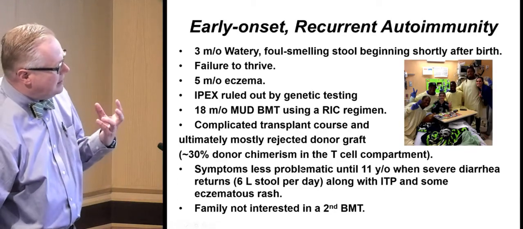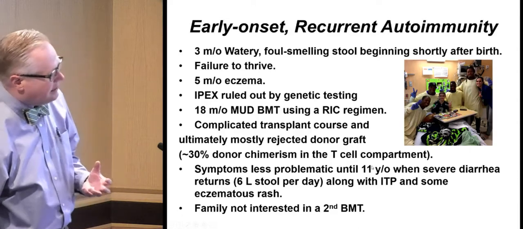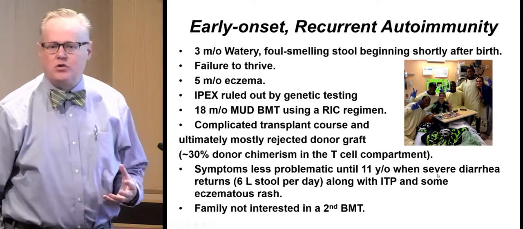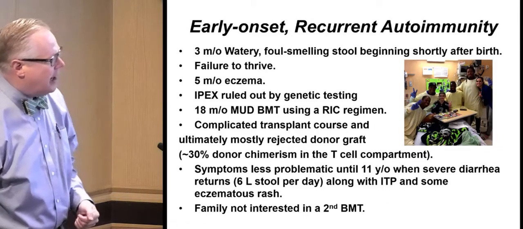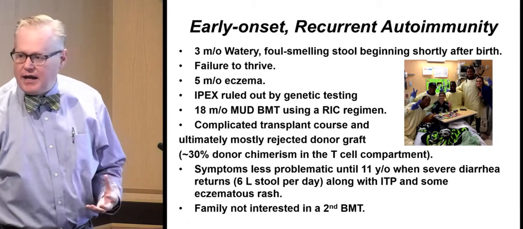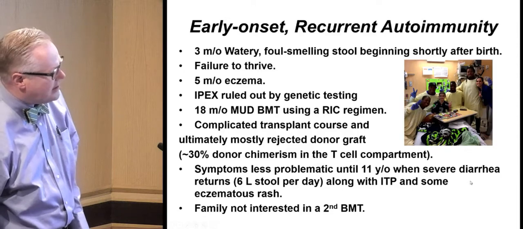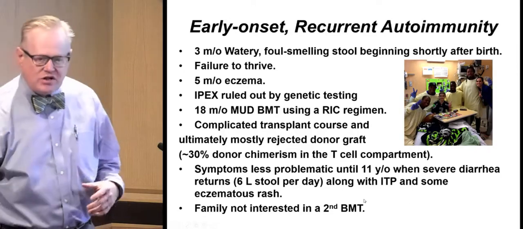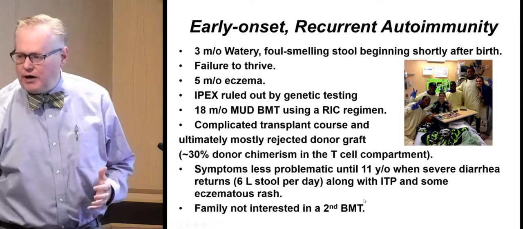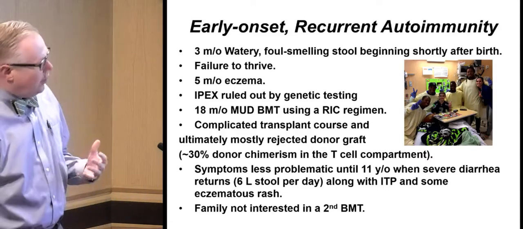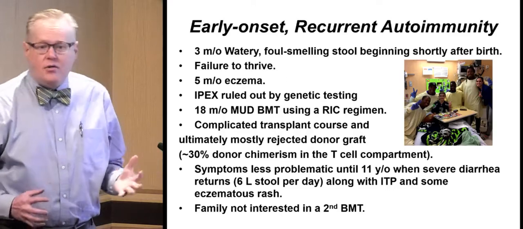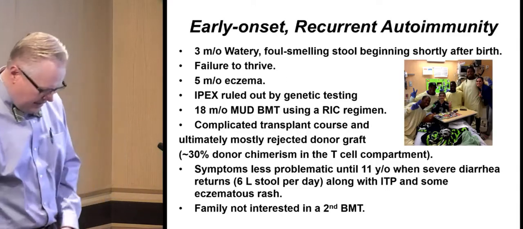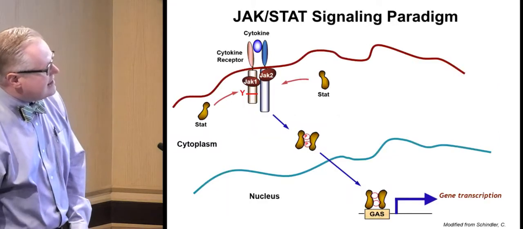Now, he did a little bit better clinically until he was about 11 years old, when he developed severe diarrhea again, up to 6 liters of stool out per day, and was completely TPN dependent. He also had developed recurrent ITP and some eczematous rash, and the family at the time was not interested in a second bone marrow transplant. And so the question is, what do you do with this? Well, first, again, we thought we had to find the genetic defect here. And so we did, and that defect turned out to be in STAT1.